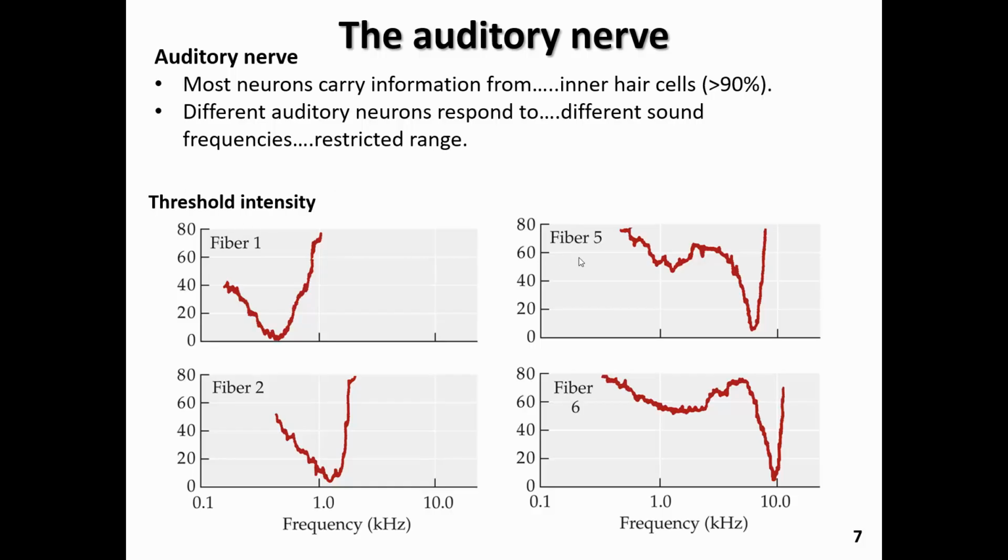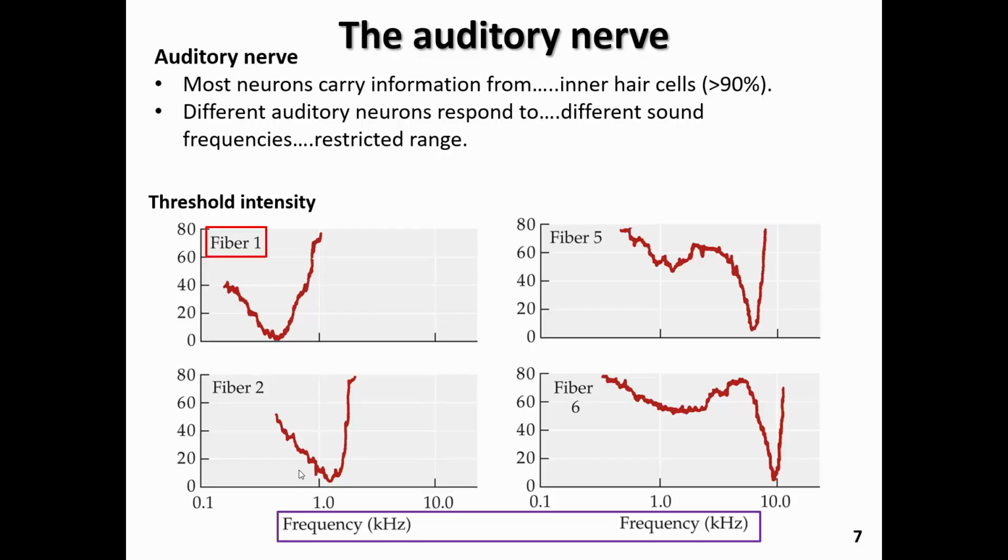These are four examples of different fibers. I skipped a few fibers here, but these represent four different neurons of the auditory nerve that transmit bioelectrical signals. These are on the order of kilohertz, so 1,000 hertz, 10,000 hertz, 100 hertz, as you can see here along the x-axis. The threshold intensity refers to the intensity of the sound wave that will generate an impulse, a bioelectrical signal, to be transmitted along those nerve fibers.